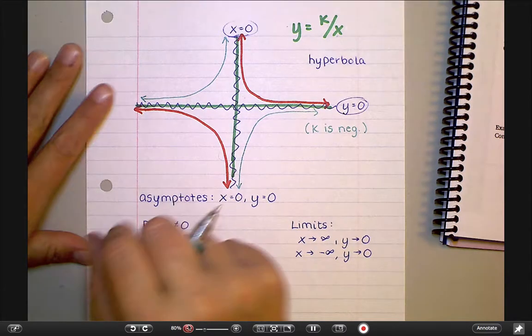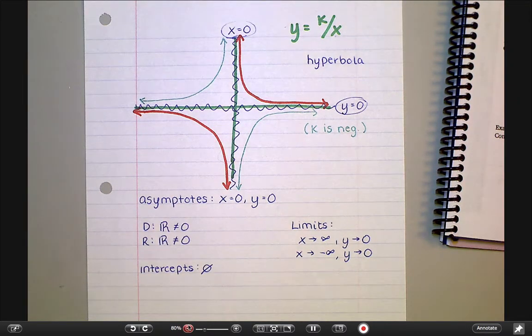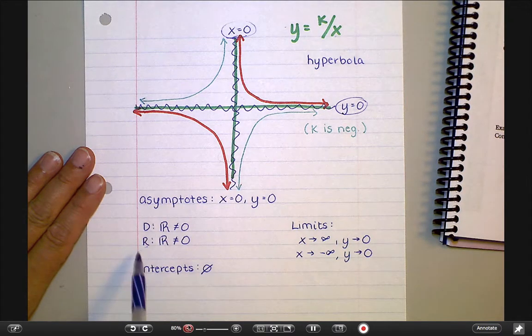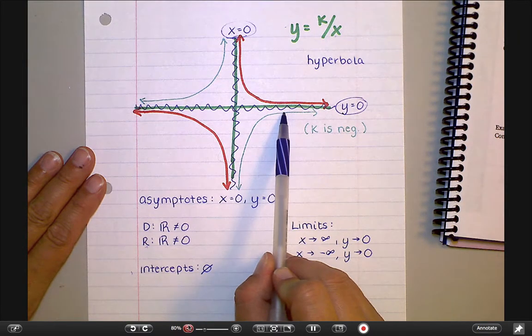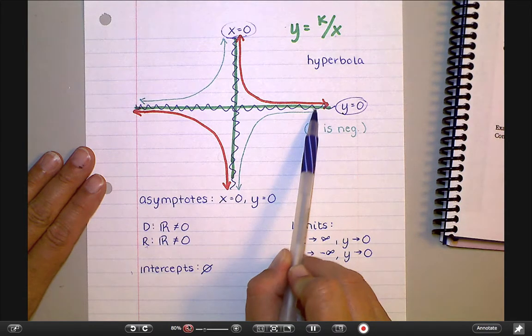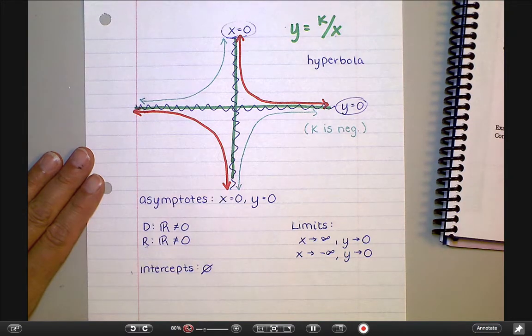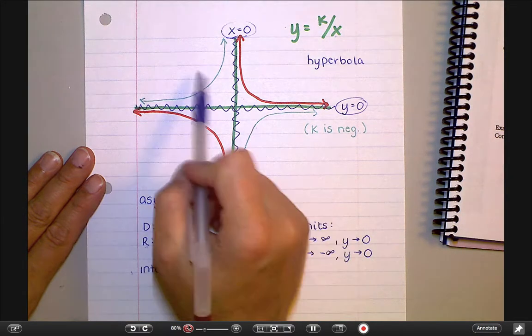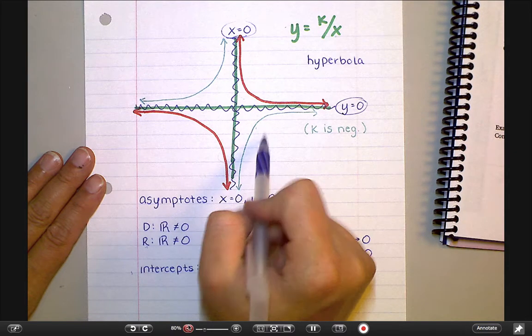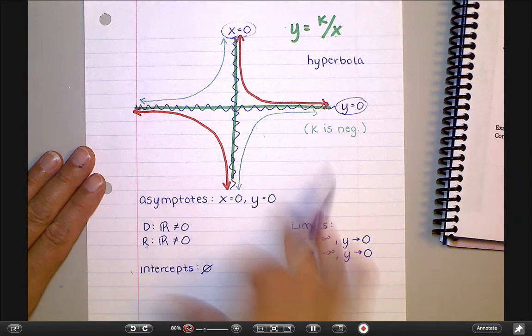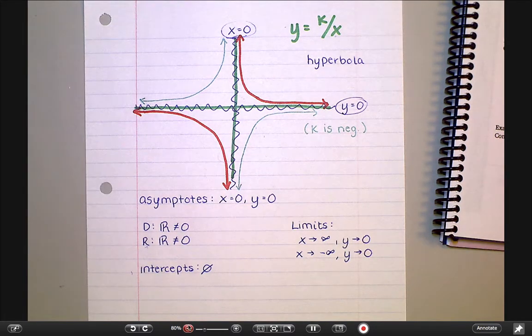That really doesn't change much about the graph. You still have asymptotes in the same places, which means your domain and range and your intercepts, none of that changes. And even your limits stay exactly the same because this is still approaching 0. Again, it's just approaching from underneath, and this one is approaching from above. So when you have a negative k value, your hyperbola is going to switch to these two corners instead of these two. You will have to know the difference between those two. But none of your properties change. So as far as your table goes, you can just go ahead and fill in the exact same thing.